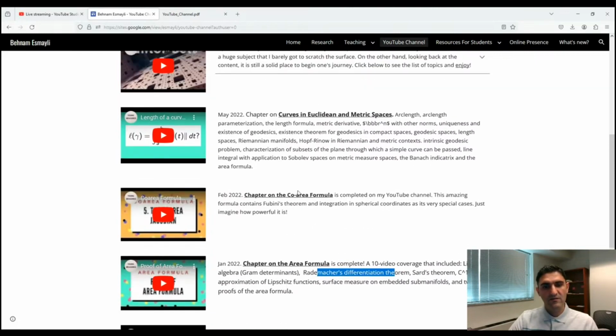And then naturally we followed with the coarea formula, which is a huge generalization of Fubini's theorem, integration in spherical coordinates, and basically every type of foliation and then integration over fiber type of theorem. This is a really important theorem in analysis and geometry.